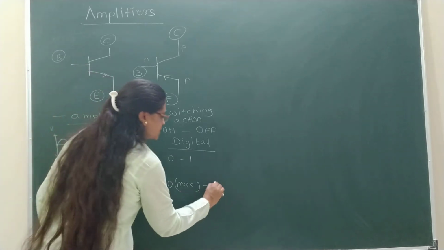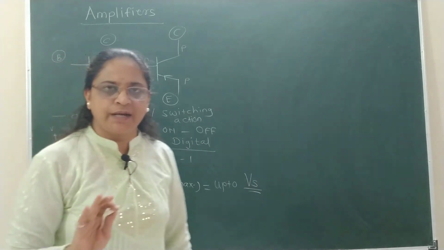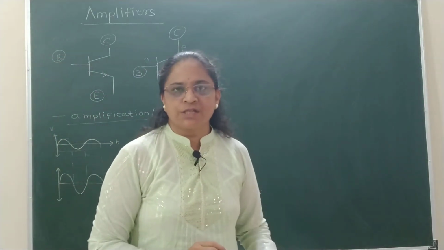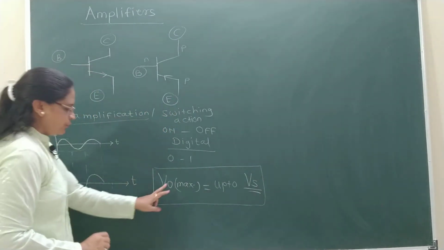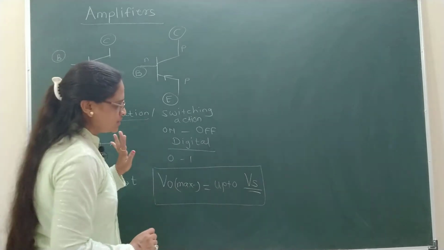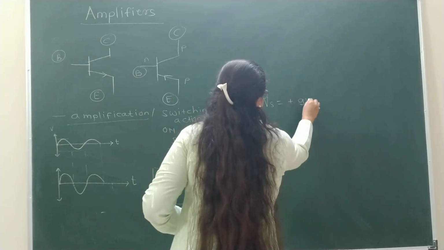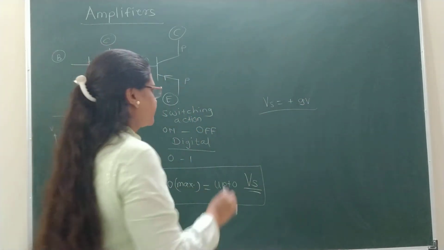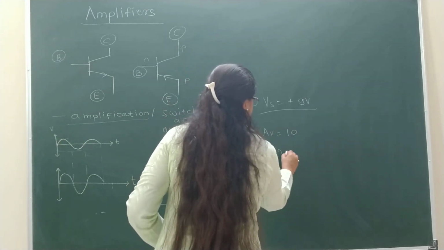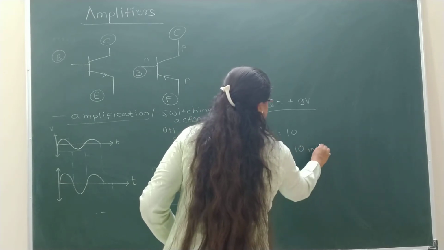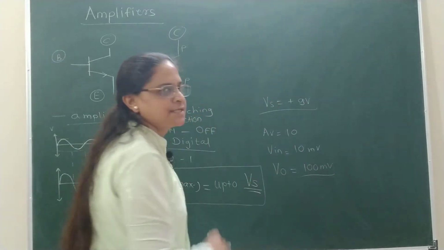Here it shows the maximum voltage of any amplifier circuit. So VO max is nothing but up to its supply voltage. Whatever energy tank is provided to that electronic circuit makes the output voltage limitation. So VO maximum is possible up to its supply voltage. Suppose the supply voltage is plus 9 volt, VCC, a single voltage supply, and the gain is 10. So if Vin is 10 millivolt, then Vout will be 100 millivolt. So it gets amplified 10 times.